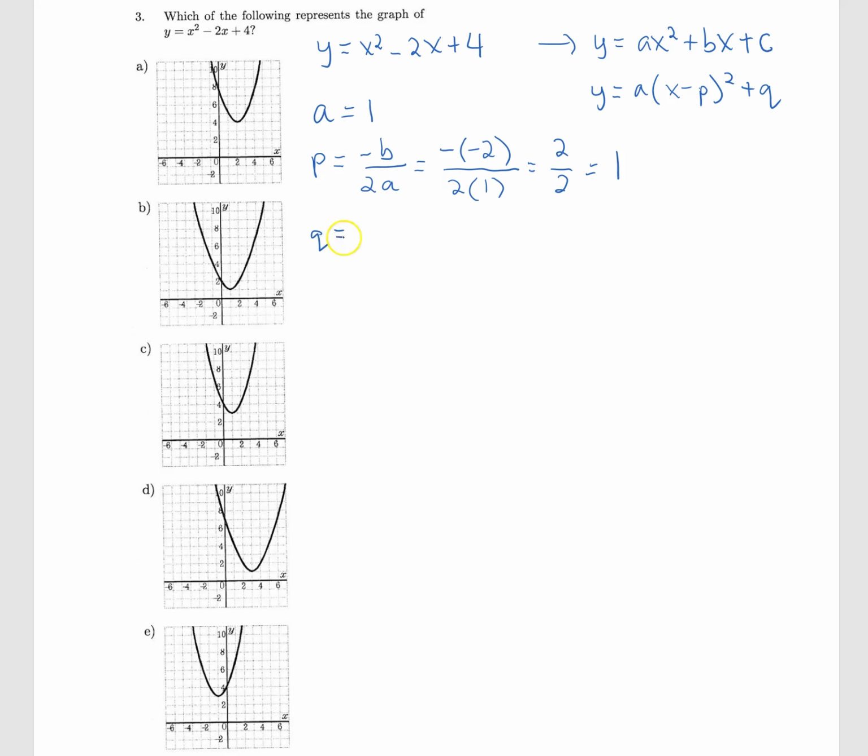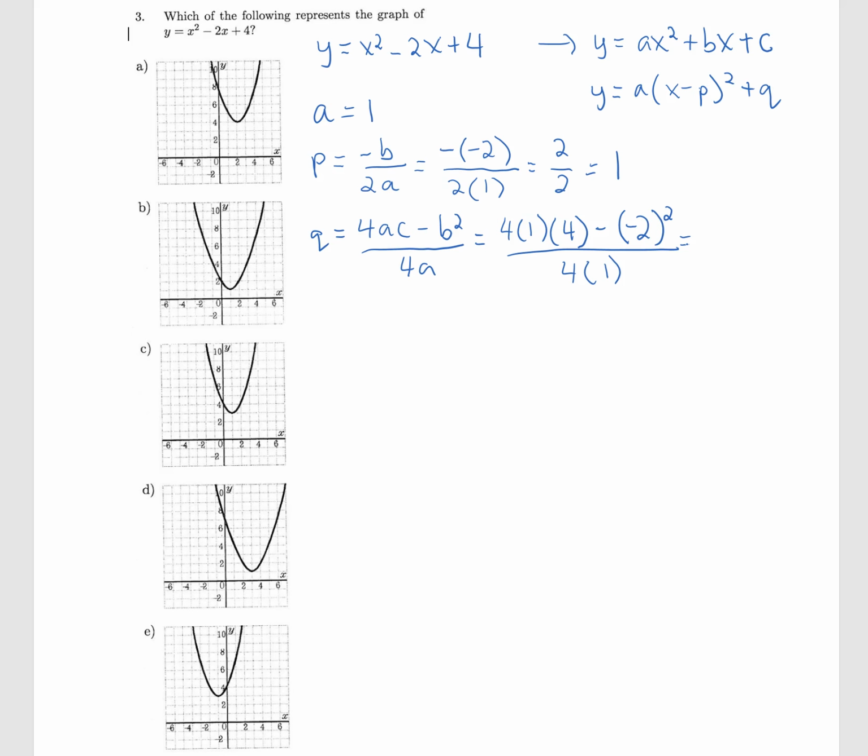For q, the equation is q equals 4ac minus b squared over 4a. Again, this is just taken straight from your notes. And plugging in our values here, for a we have 1. C is this last term here, 4, with no x in it. And we're subtracting b squared, where we said that b is negative 2, so it's negative 2 squared. And that is all over 4 times 1.